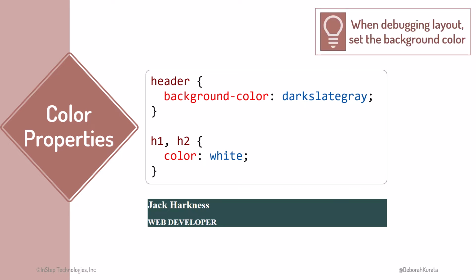Here's a tip. When debugging CSS layout issues, temporarily set the background color of the problematic element. That makes it easier to see the layout.